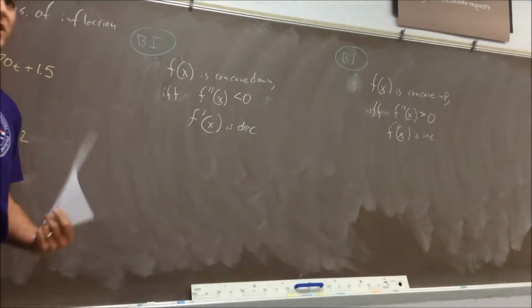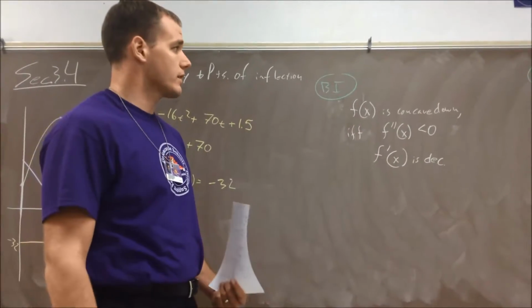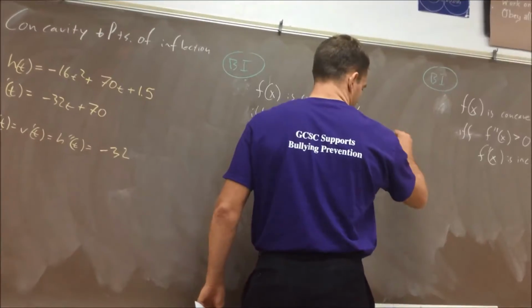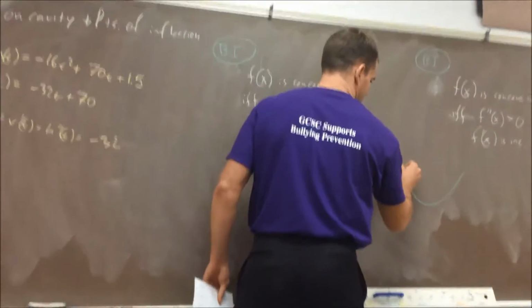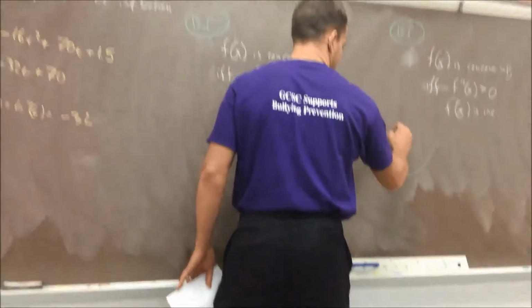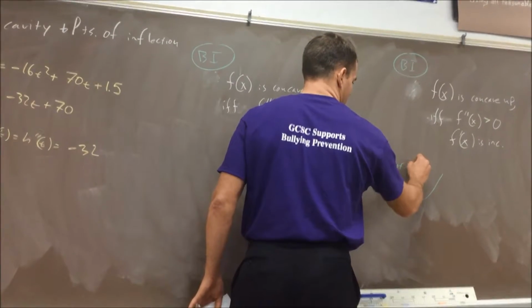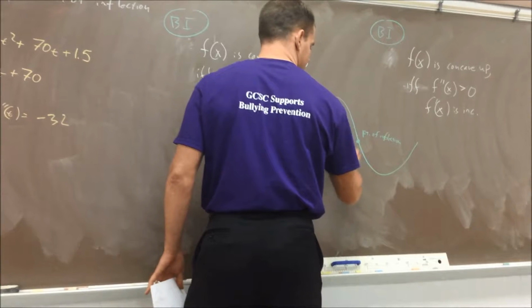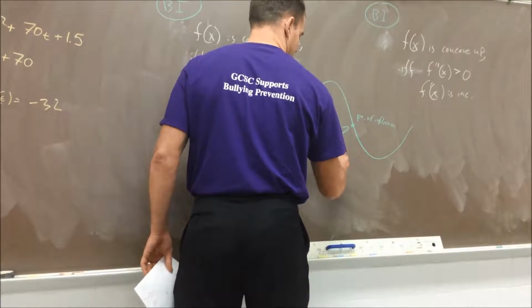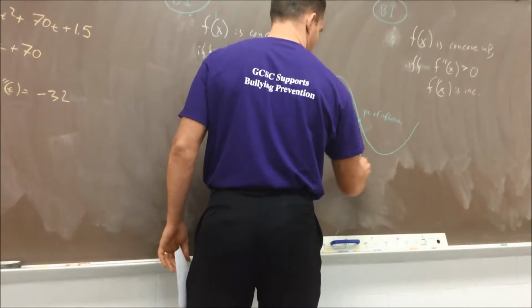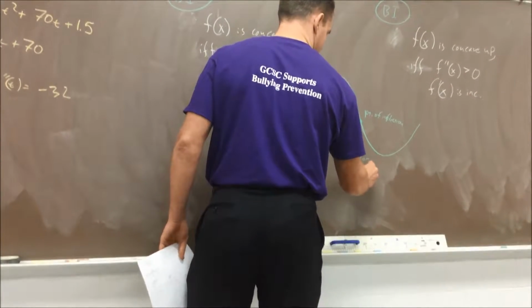And when it switches from concave up to concave down, or concave down to concave up, this point right in between is called a point of inflection. So when f double prime of x is equal to 0 or undefined.